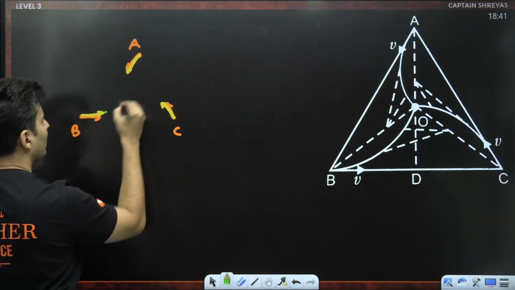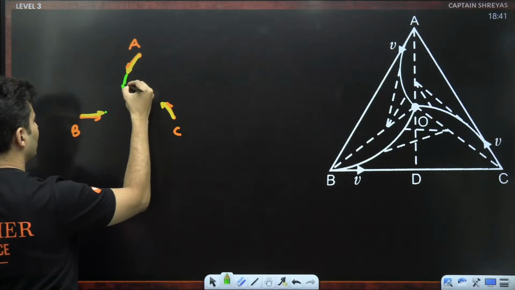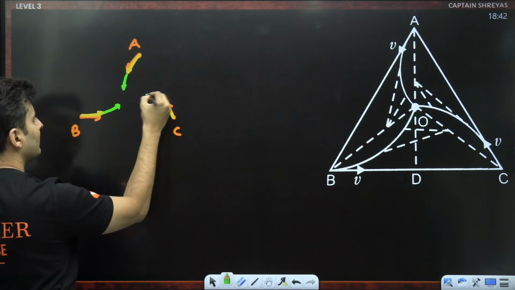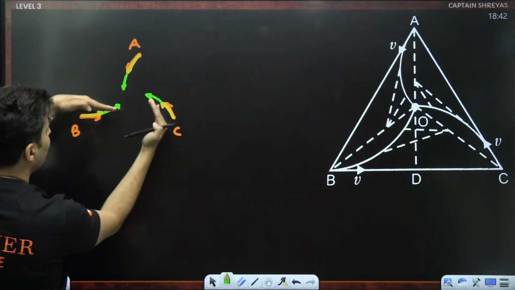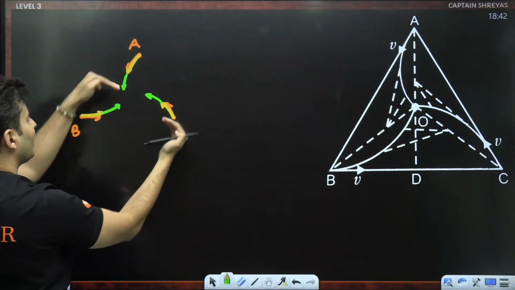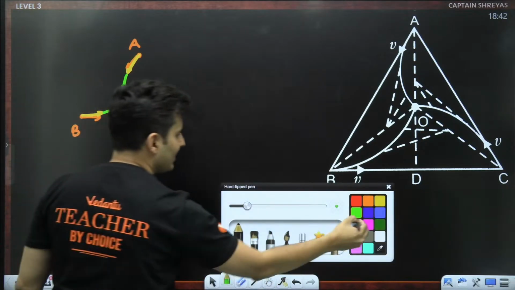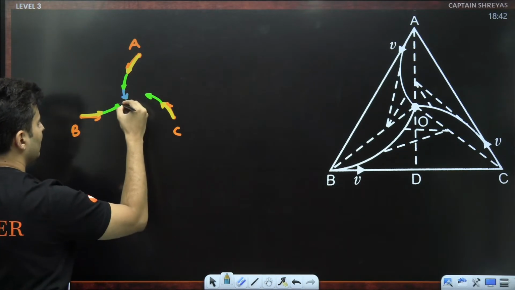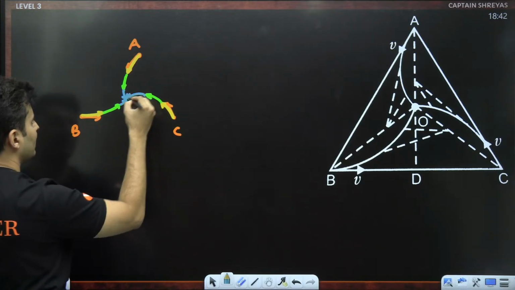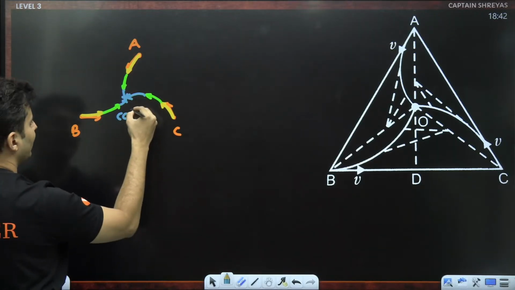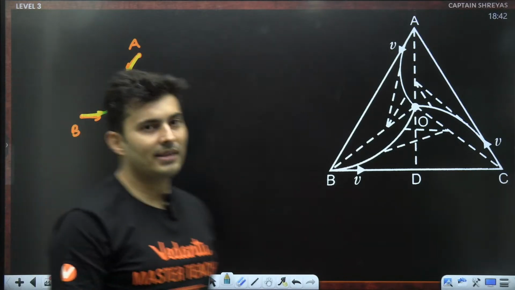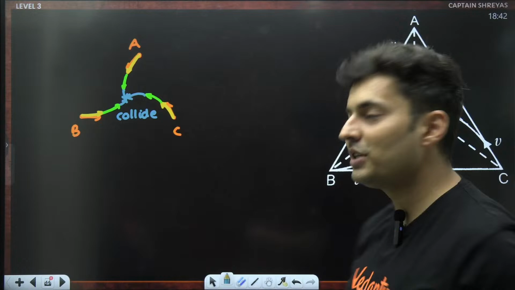Maybe A will go like this because B is going like this. C will go probably like this, following A. B follows C, A follows B, and C follows A. And the next instant, maybe this goes like this, and this goes like this, and they finally collide over here. It's basically a curved path. Everybody is able to visualize this.